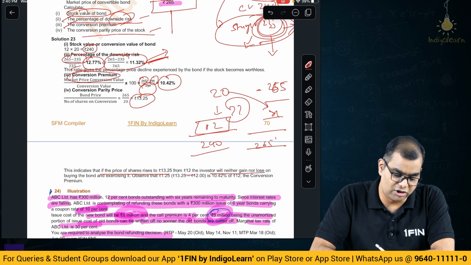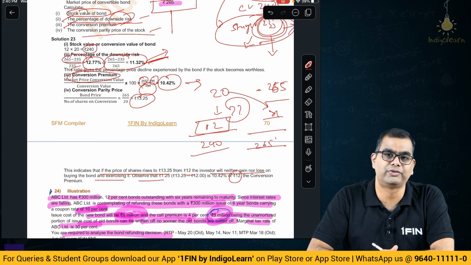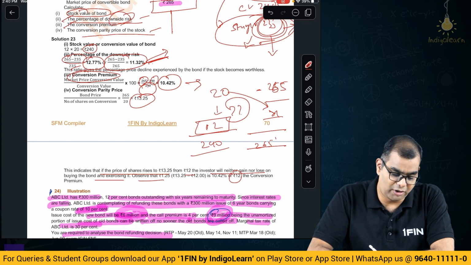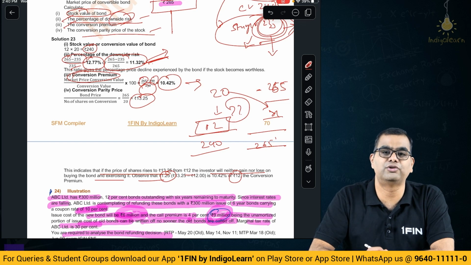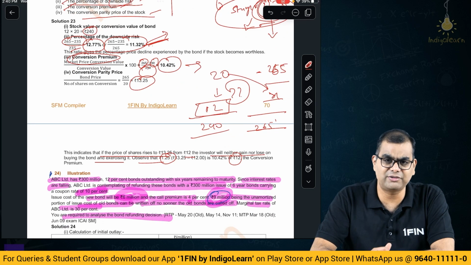Investor will neither gain nor lose on buying the bond and exercising it. Observe that 1.25, that is 13.25 minus 12, is 10.42% of 12. So if you look here, what is the conversion premium? Conversion premium is 10.42. So this 1.25 is 1.25 by 12. If you do that, that is exactly the conversion premium. That is what we are talking about. Interesting question, right? These are the kind of questions that may be asked in the exam.